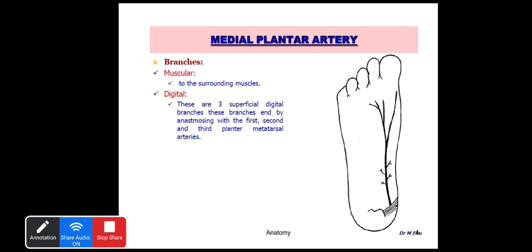Throughout its course, what branches does it give? We have the muscular branches that supply the surrounding muscles, and the distal branches: it gives three superficial distal branches. These branches end by anastomosing with the first, second and third plantar metatarsal arteries. So those are the branches given by the medial plantar artery in the sole of the foot. That's about the medial plantar artery, its course and termination, which is a terminal branch from the posterior tibial artery.